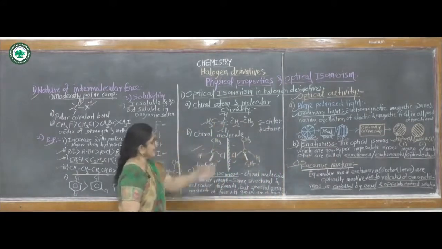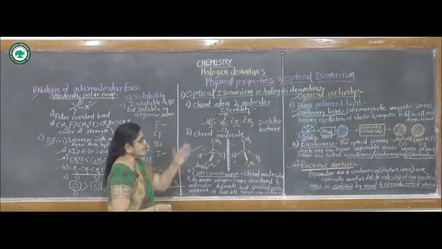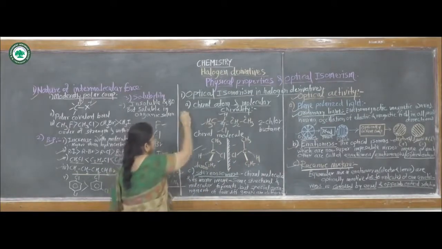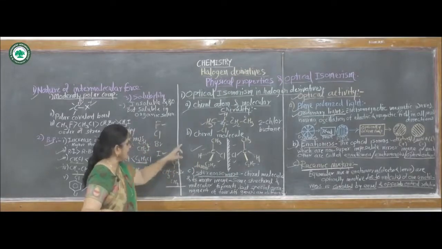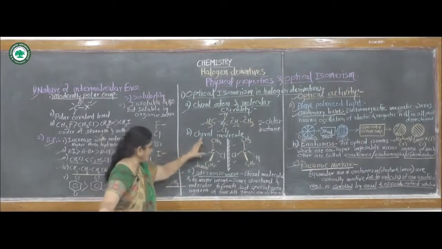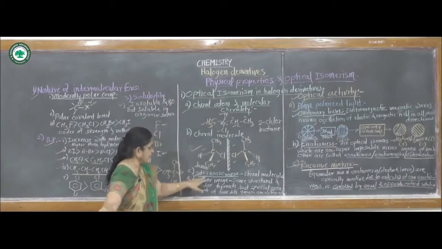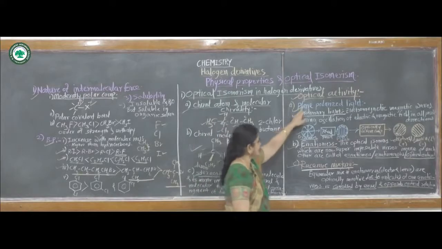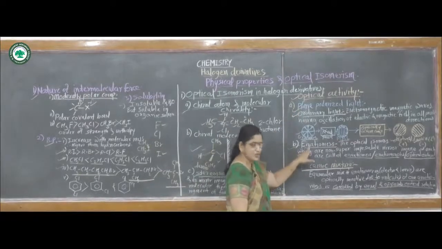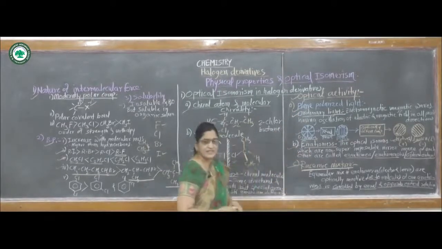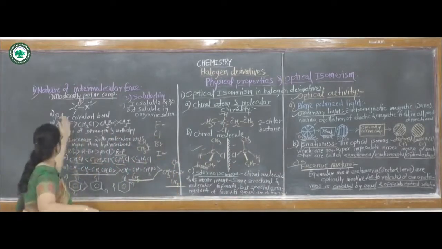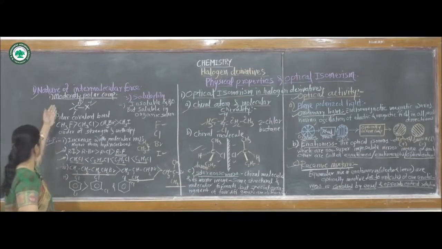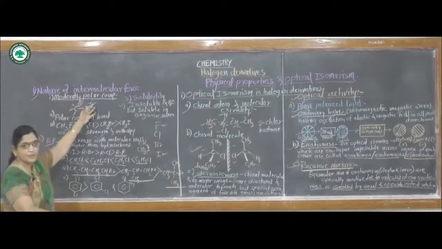In this way, there is optical activity. In this optical activity, we have seen first chiral atoms and molecular chirality. Second, chiral molecules. Third, stereoisomers. Fourth, plane polarized light. Then enantiomers, and last, the racemic mixture. And in physical properties, we have seen first that alkyl halides are moderately polar compounds.